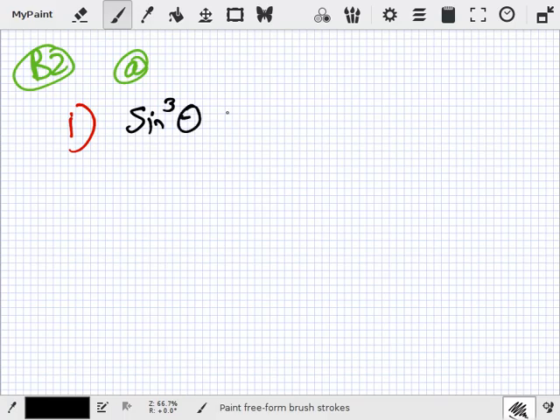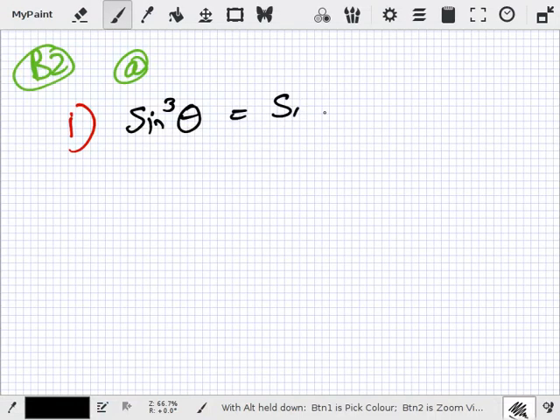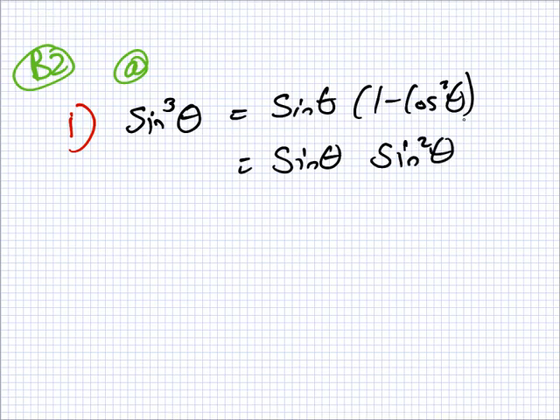Sine cubed theta. You want to prove that's equal to sine theta times 1 minus cos squared theta. But what does 1 minus cos squared theta equal? Finished.